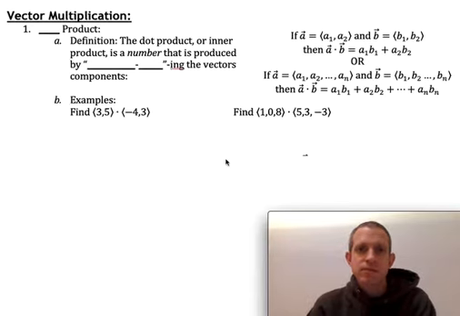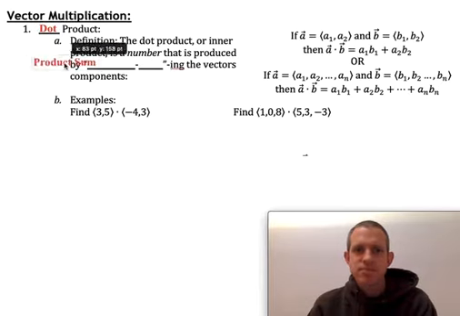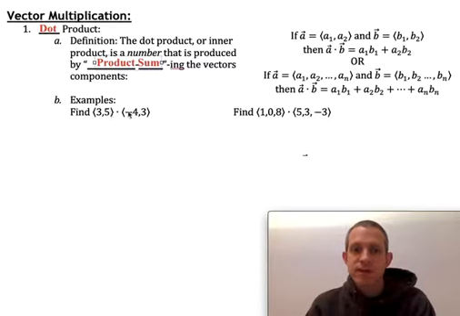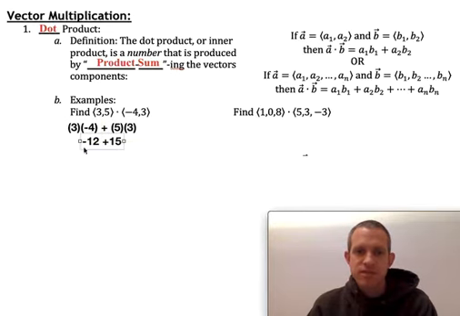These lessons are going to be about two different types of vector products. Today we're going to talk about the dot product. The dot product, which is sometimes called the inner product, is a number that you get simply by summing the products of the vectors' components. To find the dot product between (3, 5) and (-4, 3), you multiply the 3 and the -4 together because they're in the same component, and we multiply 5 and 3 together. When we do that, we get -12 plus 15, and that, of course, equals 3. And so we would say the dot product of those two vectors is 3.